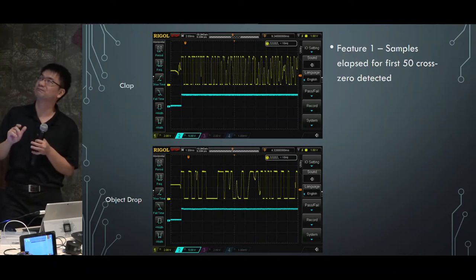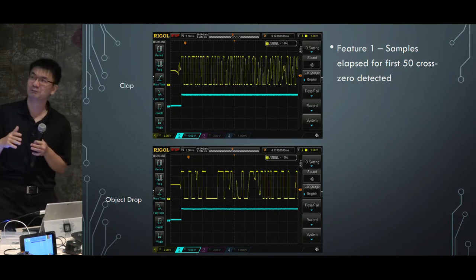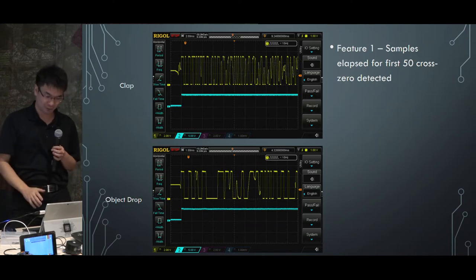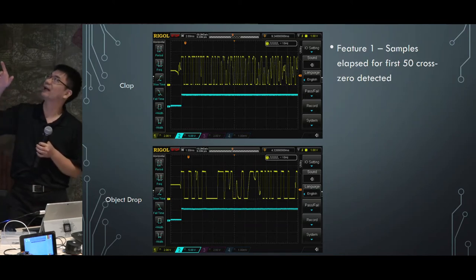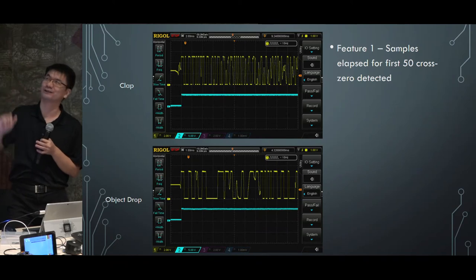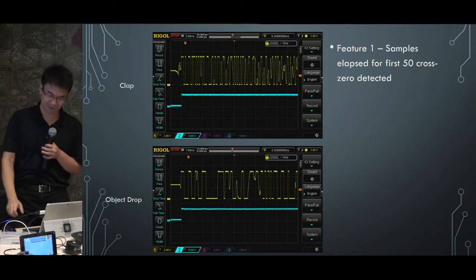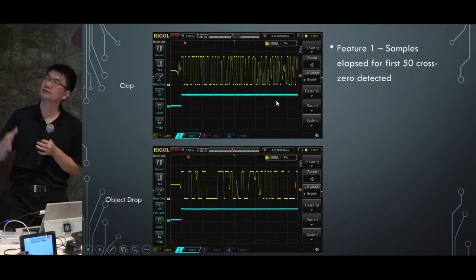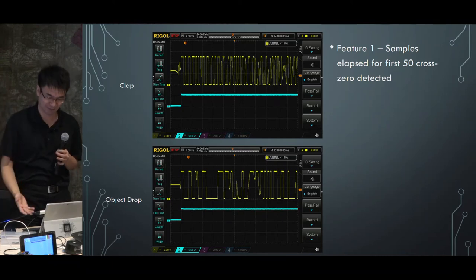Most people use the term cross zero rate. It looks like frequency, but because this is not a fixed frequency, most people use the name cross zero rate. So the feature I chose is the time used for the first 50 cross zeros detected. The less time, the more cross zeros you have encountered. So this is one of the features. However, this feature alone is not enough, because if somebody plays a high-pitched sound, it will be detected as a clap as well.